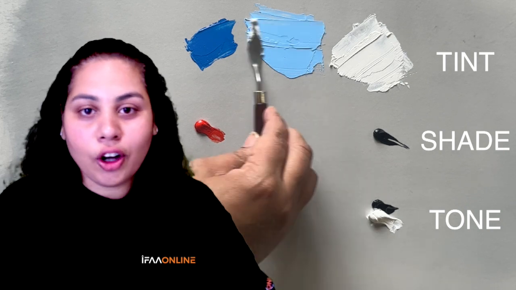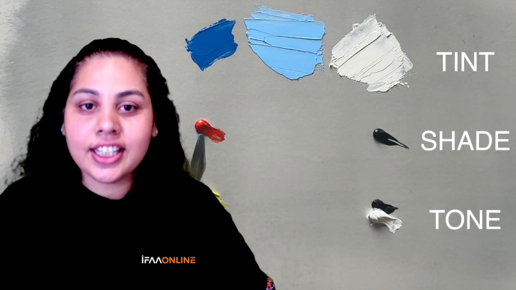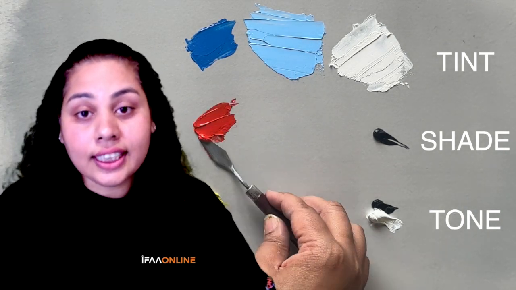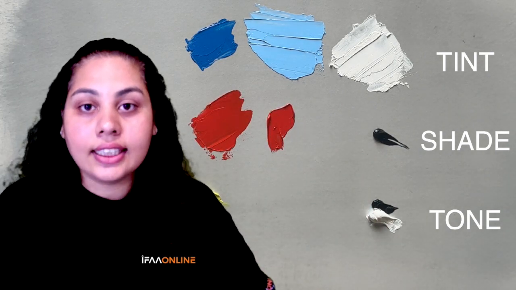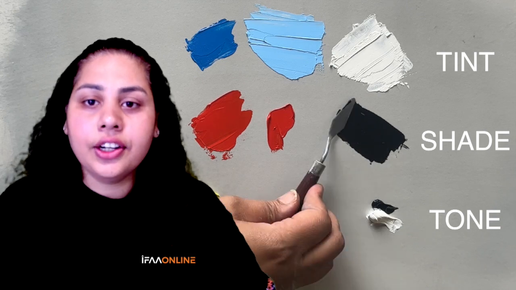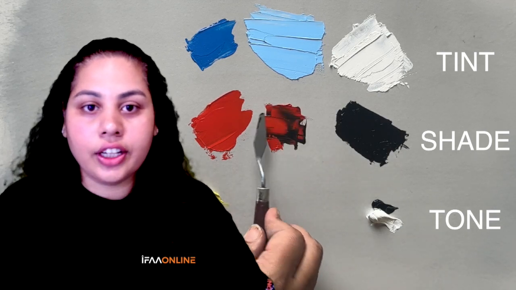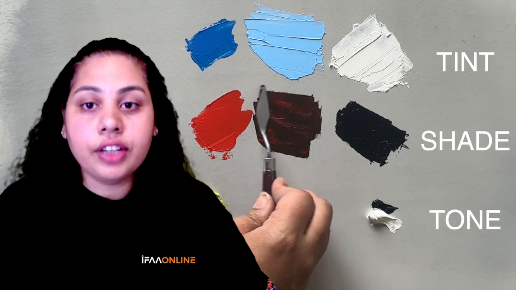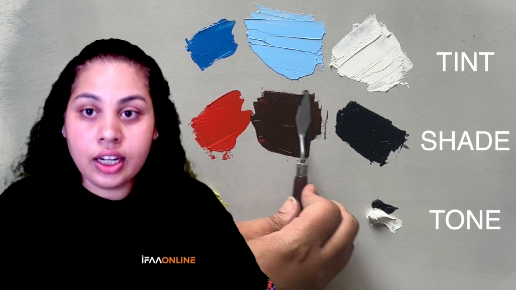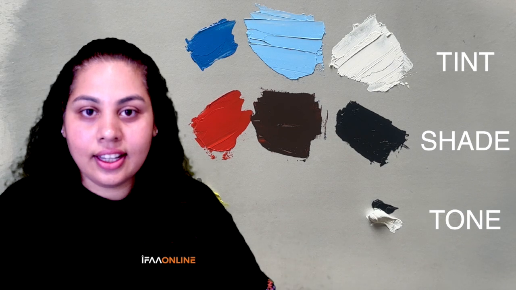Now let's move on to the term shade. Shade is opposite of tint. It refers to a color that has been darkened by adding black to it. It creates a range of darker variation of the original color. Shade often evokes the feeling of depth, mystery, and intensity.